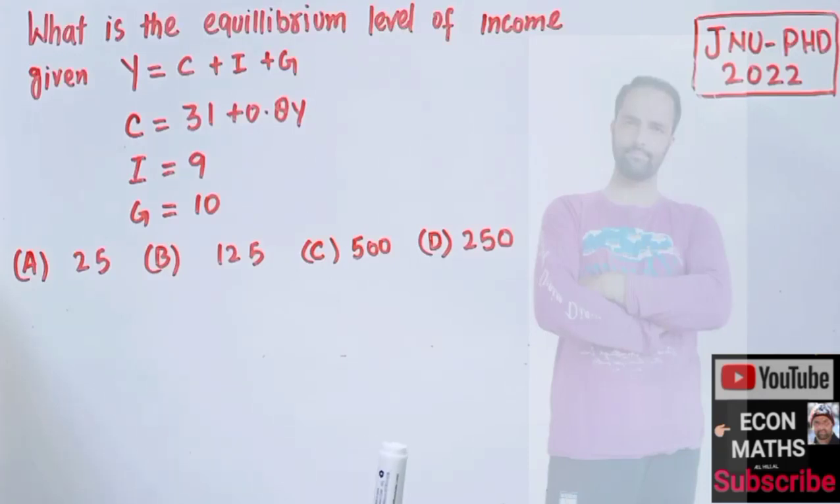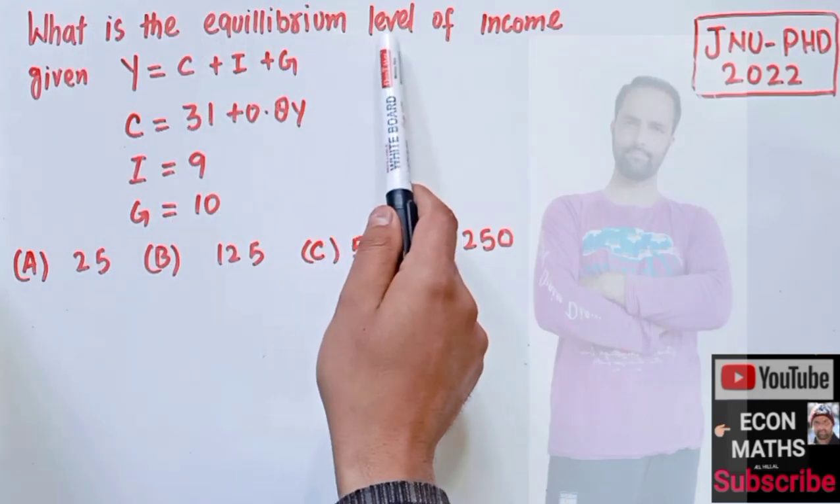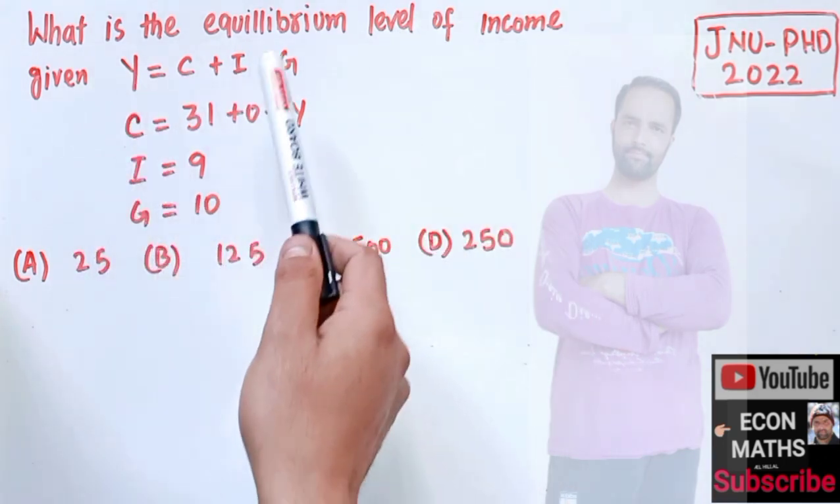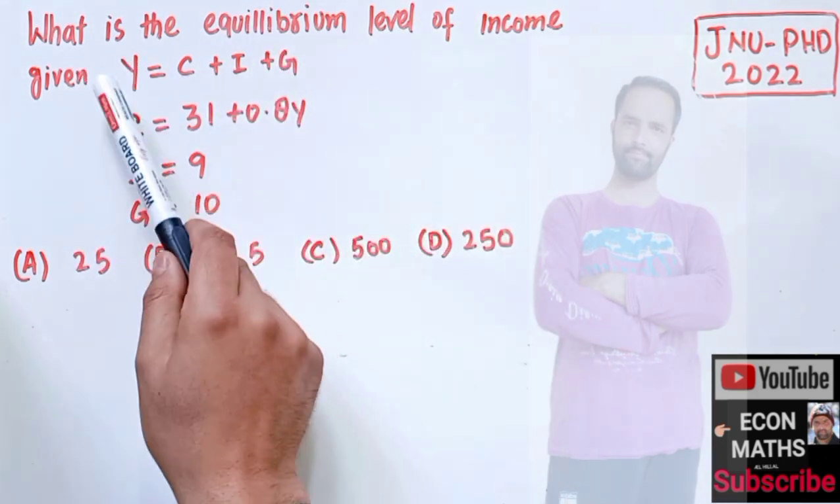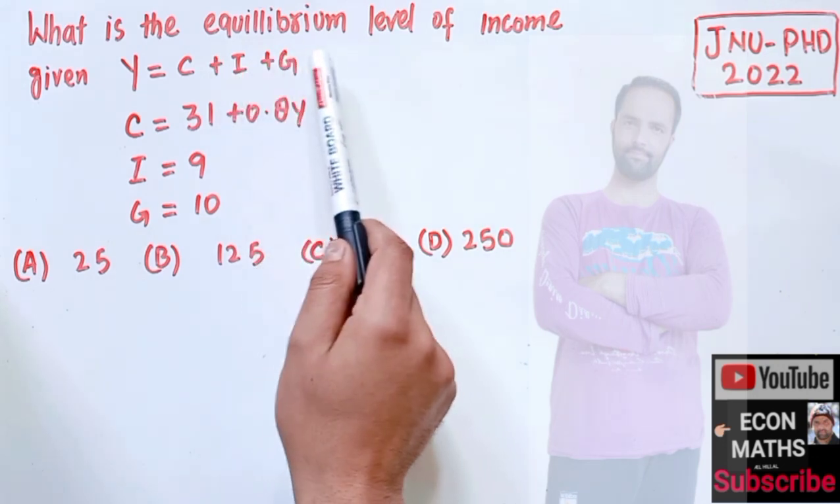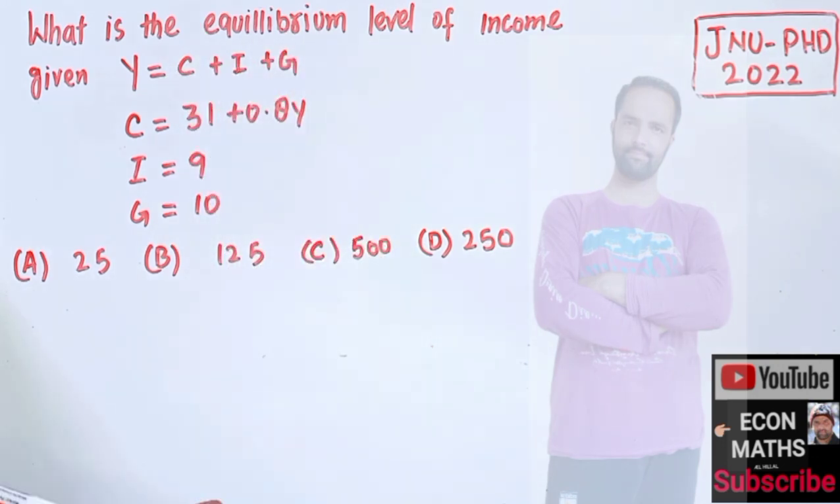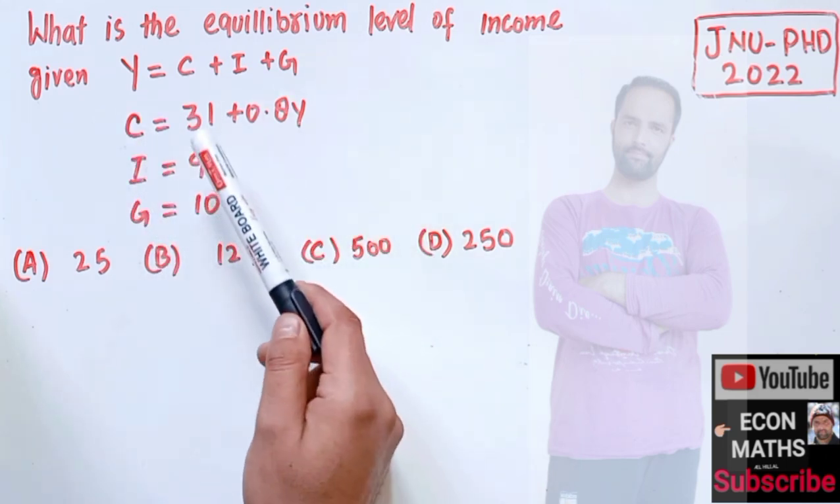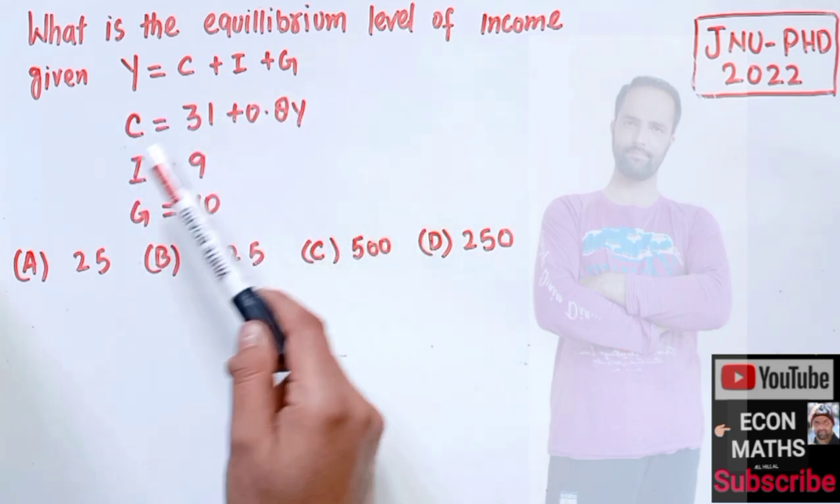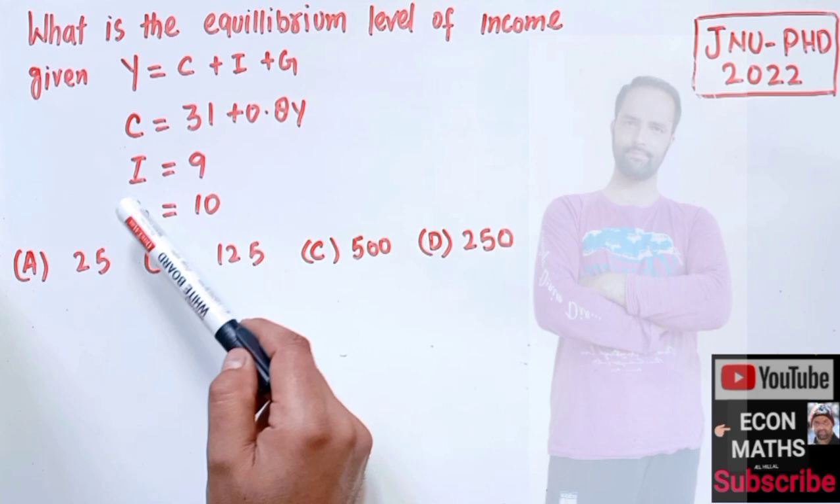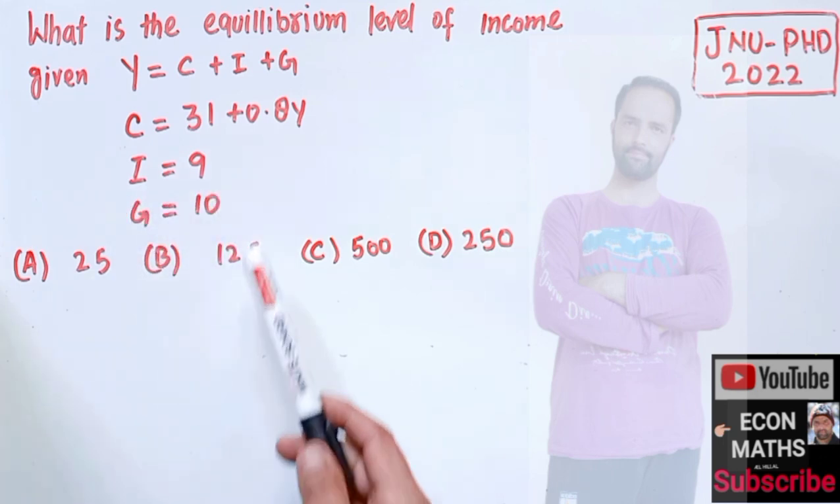The question is to find the equilibrium level of income. The question goes like this: what is the equilibrium level of income given this income identity, that is Y is equal to C plus I plus G. C is the consumption expenditure, I is the investment expenditure, G is the government expenditure. Consumption function is being given as 31 plus 0.8Y. Investment is autonomous, which is 9, and government expenditure is also autonomous, which is 10.